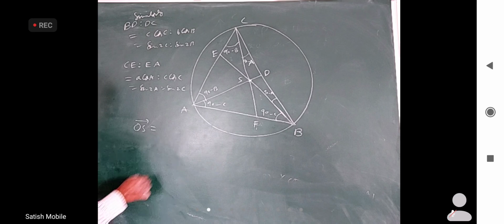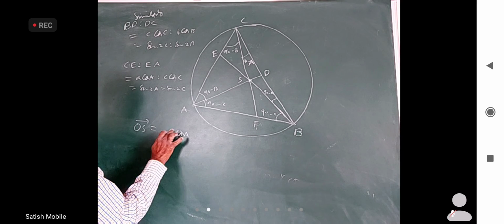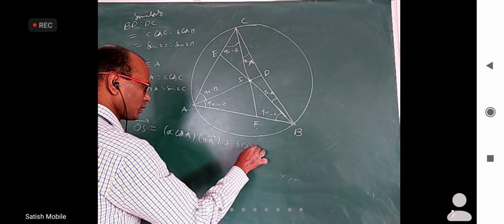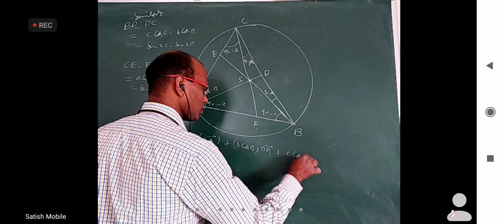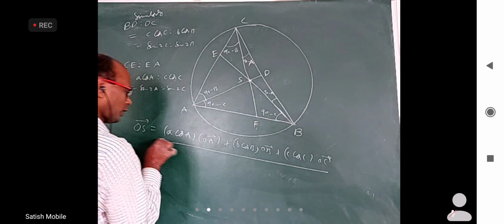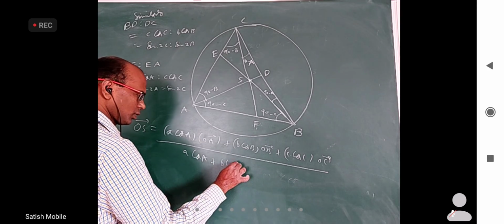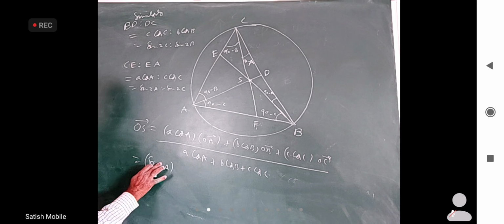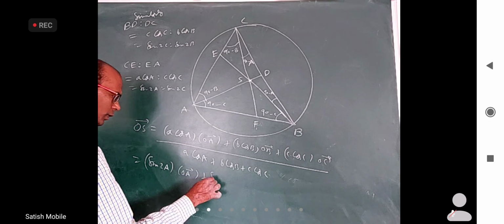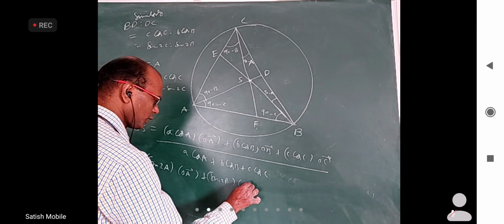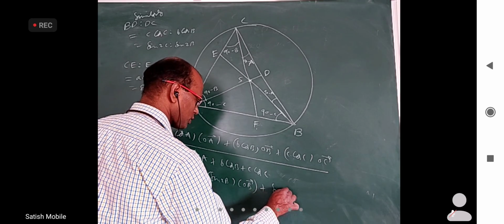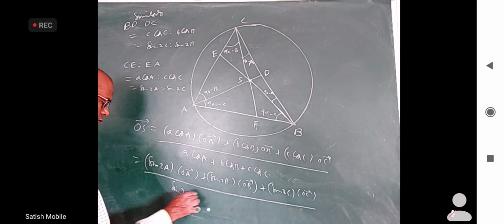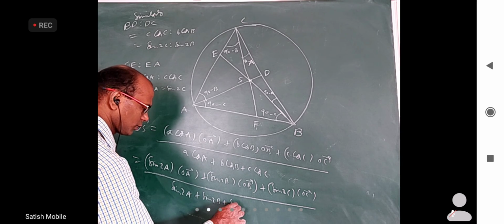OS bar is directly A cos A into OA bar, B cos B into OB bar, C cos C into OC bar by A cos A plus B cos B plus C cos C. Same thing can be written as sin 2A into OA bar, sin 2B into OB bar and sin 2C into OC bar by sin 2A plus sin 2B plus sin 2C.